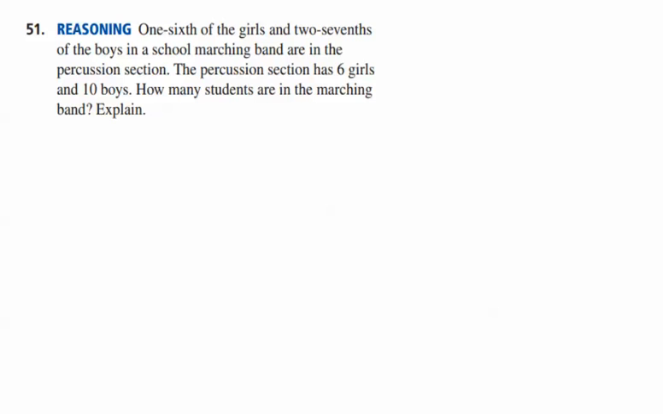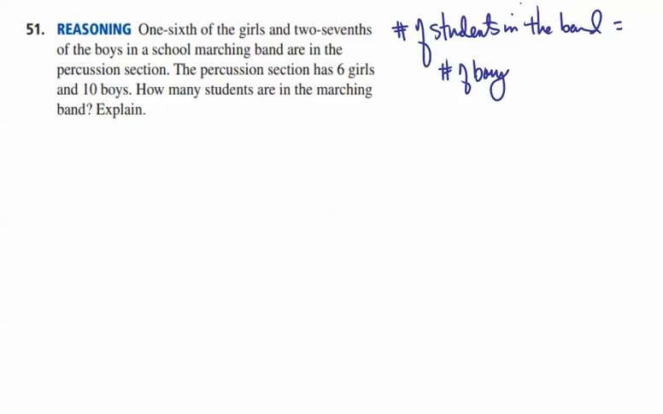First of all, we understand what we're trying to find out is how many students there are in the marching band. So, number of students in the band. And we can make a very simple equation by stating the number of students in the band is made up of the number of boys plus the number of girls.